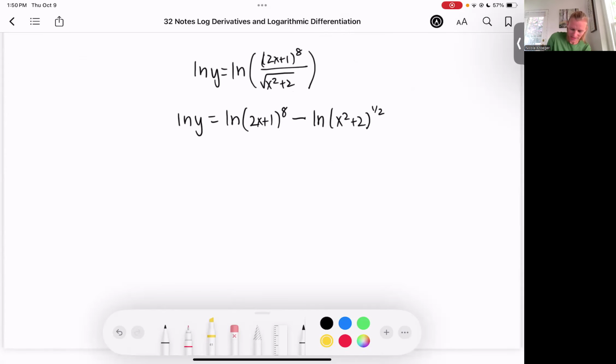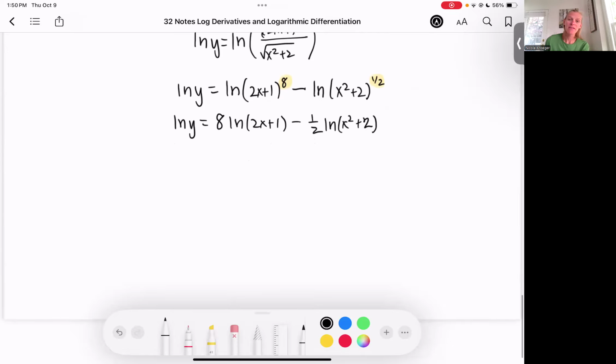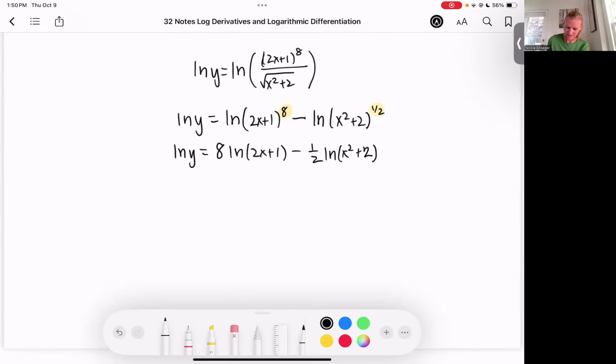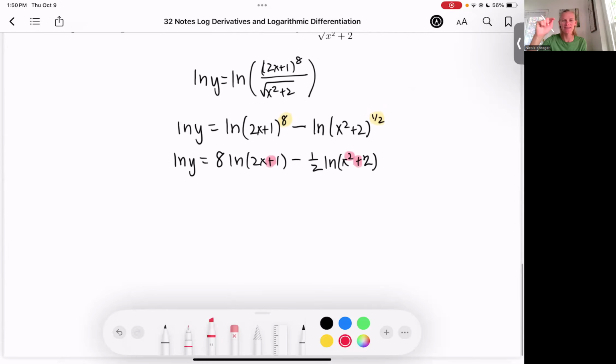Okay, and now I can bring the exponents down. So I can make this ln of y is 8 ln of (2x plus 1) minus 1/2 ln of (x squared plus 2). And now this is as far as I can simplify this expression because now I'm left with addition inside of my natural logs. None of our properties tell us what happens when there's addition inside of the natural log, so I can't simplify these anymore. I can't bring this 2 down because it has that addition between the other piece. It's not this whole expression being squared. So this is as much as I can simplify.